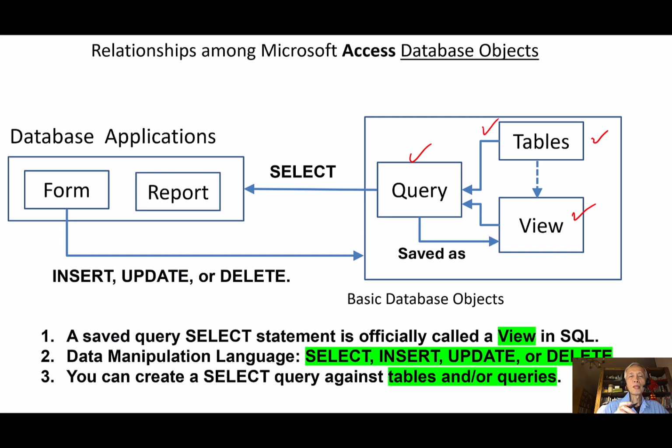When we retrieve data from the database, we use the select statement. When you need to add a new row, update an existing row, or delete an existing row, we use SQL's insert, update, delete statements. And select, insert, update, delete together are called data manipulation language. And here I'm using Microsoft Access database objects.